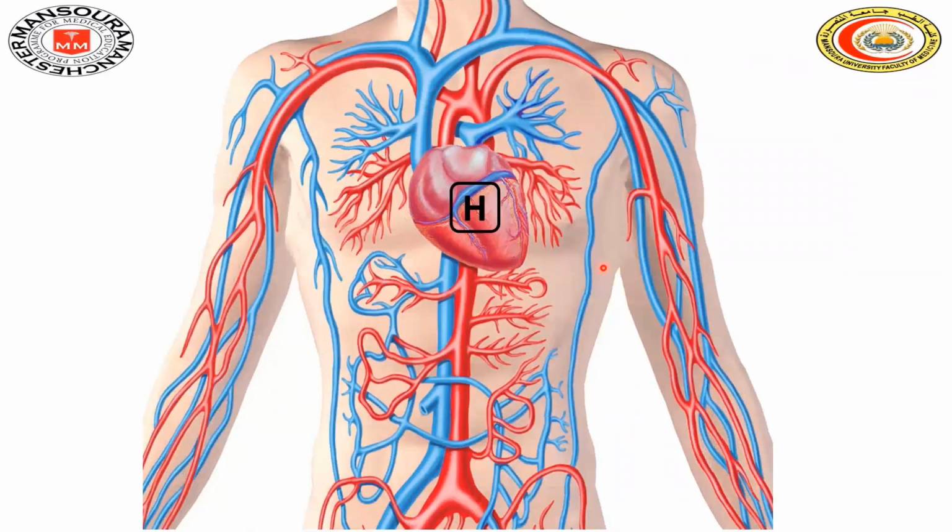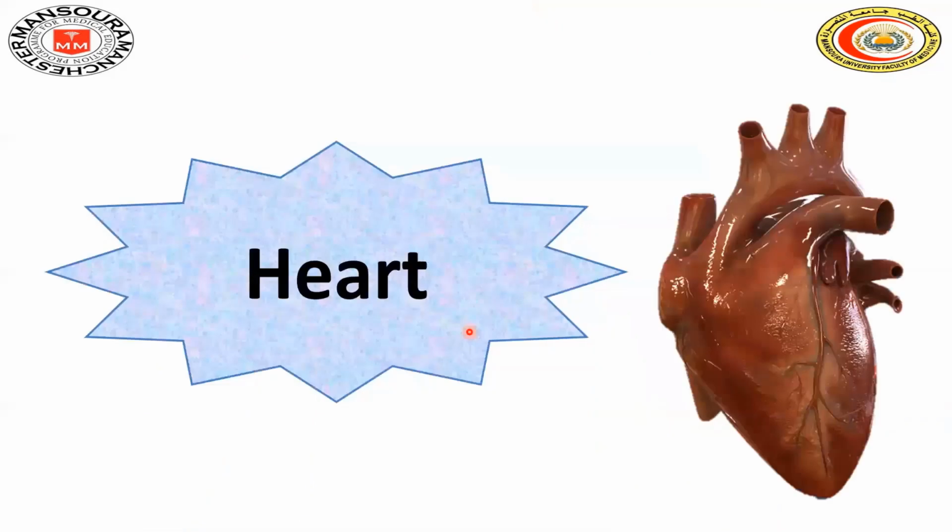Here we have this diagram illustrating what we mentioned now. Here is the heart, the pump of the blood, as I mentioned, pumping blood into the blood vessels, and all of these are the blood vessels branching. All of these are blood vessels, the red representing the arteries containing oxygenated blood, and the blue representing the veins containing deoxygenated blood. Let's start with the first part, which is the heart.